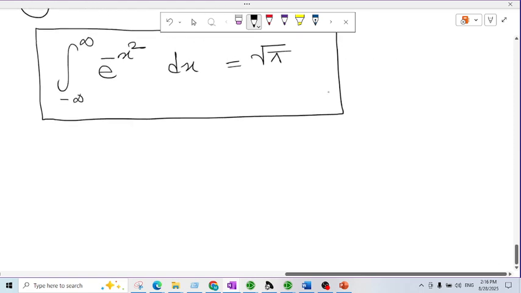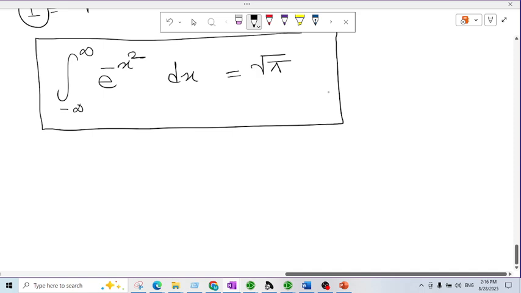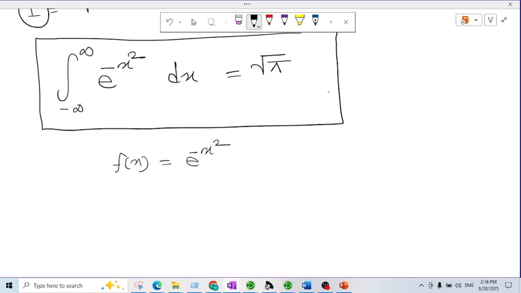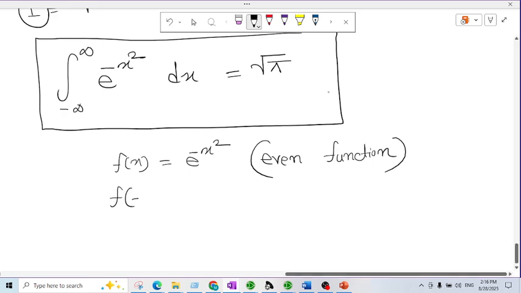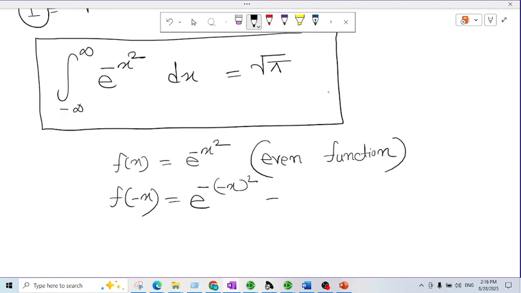Now let's see one thing. Let's say f of x is equal to e to the power minus x square. Is it an even function or an odd function? It's actually an even function, right? How is it an even function? If you put minus x here, you will see that it is equal to the same thing. That means it is an even function.